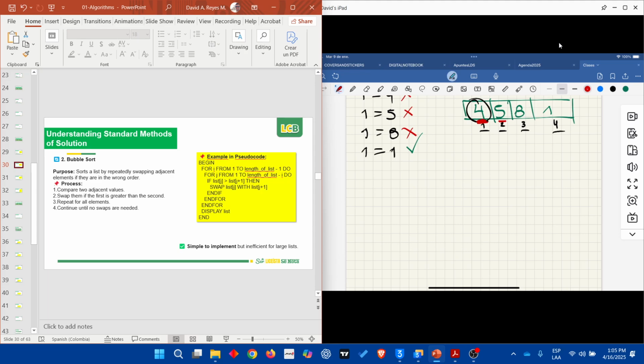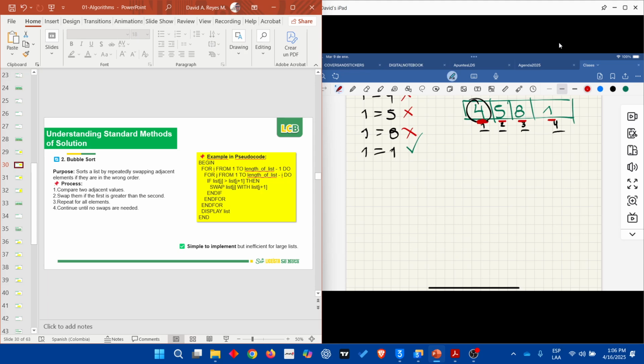So now we are going to continue in the first position, and now we are going to compare this first position with this position. So is this number greater than that number? No. So we don't do anything and we continue. Ready? So this one. Is this number greater than that number? Yes. So we are going to swap them.